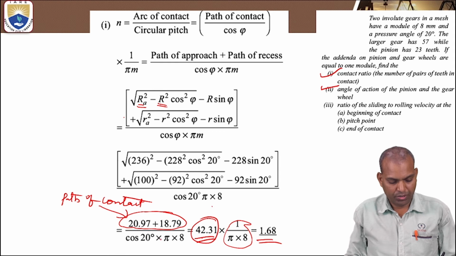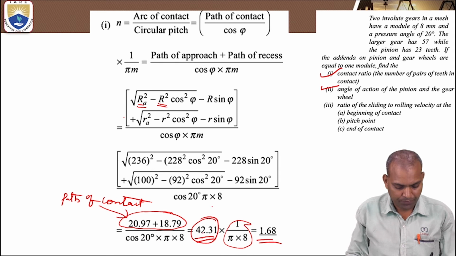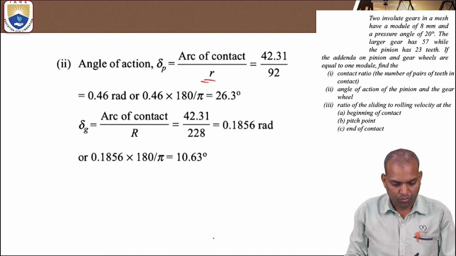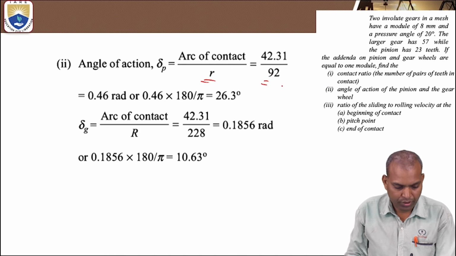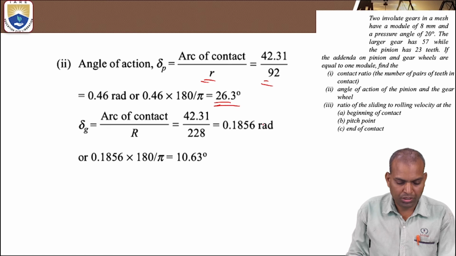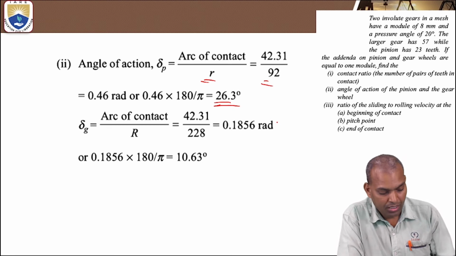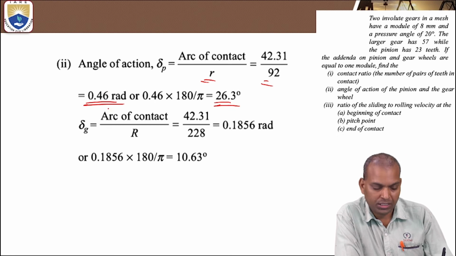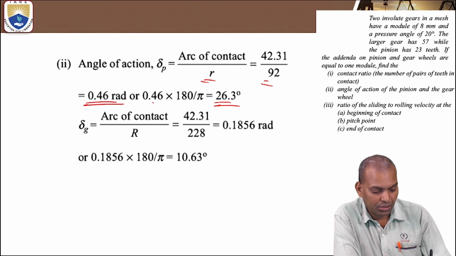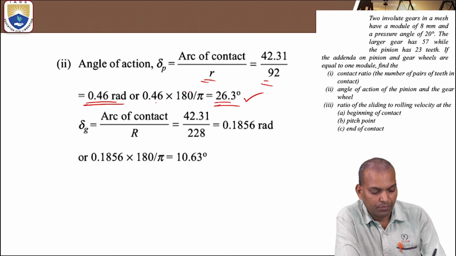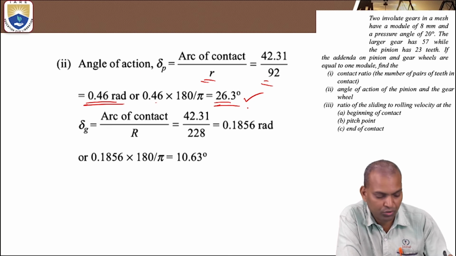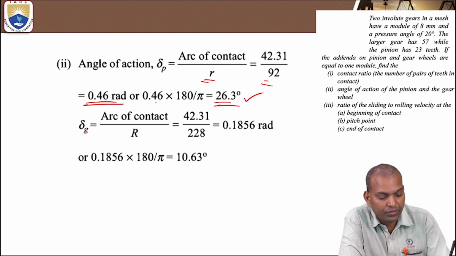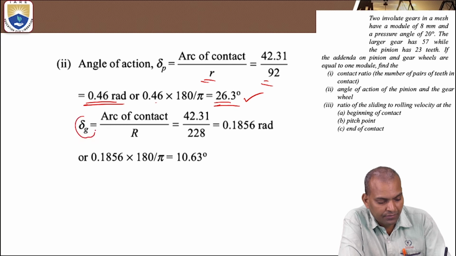That is 20.97 plus 18.79, the path of contact. Now, substitute over here. We got the angle of action equal to 26.3 degrees. It is 0.46 radians, convert into degrees: 0.46 into 180 by pi. It converts to 26.3 degrees. The angle of action comes in terms of radians first, 0.46 radians.